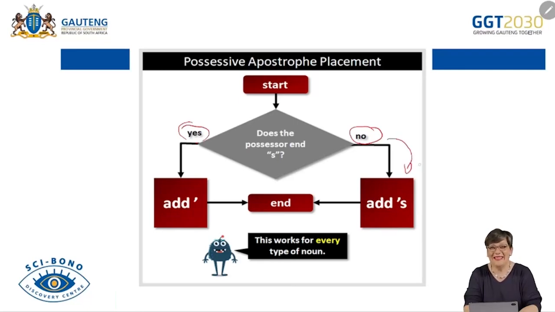How easy is that? Right? That is so easy to remember. You just have to ask, is the person ending with an S? If it is already an S, we add an apostrophe. If no, then we add an apostrophe S. As easy as that. Now, let's go on.